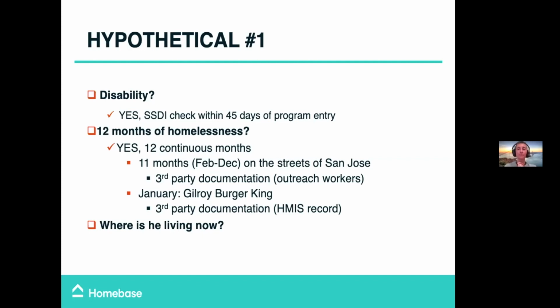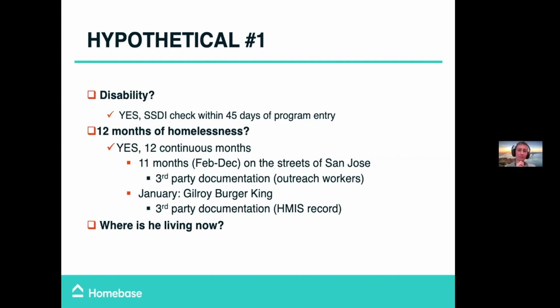The final piece that we would need to know is where he's living now. By where he's living now, we mean his current homeless status, which can be covered with documentation from within 14 days of program entry. The most recent information we have is that he was homeless on January 15th. The rule about the one day of documentation applying to the whole month works for documenting duration of homelessness, but it doesn't work for documenting current homeless status.